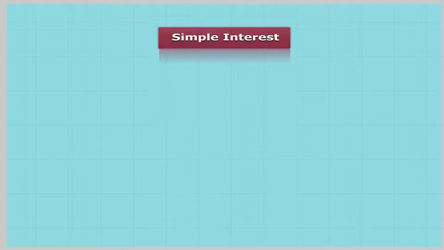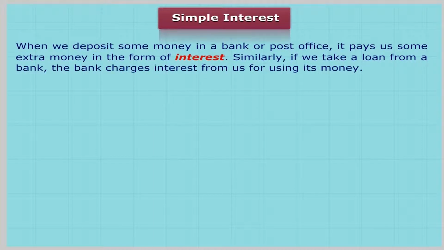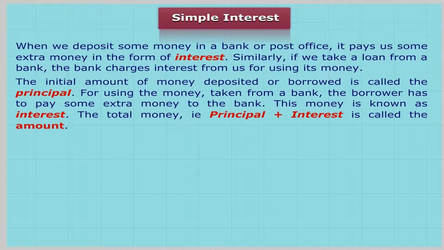Simple interest. When we deposit some money in a bank or post office, it pays us some extra money in the form of interest. Similarly, if we take a loan from a bank, the bank charges interest from us for using its money. The initial amount of money deposited or borrowed is called the principal. For using the money taken from a bank, the borrower has to pay some extra money to the bank. This money is known as interest.